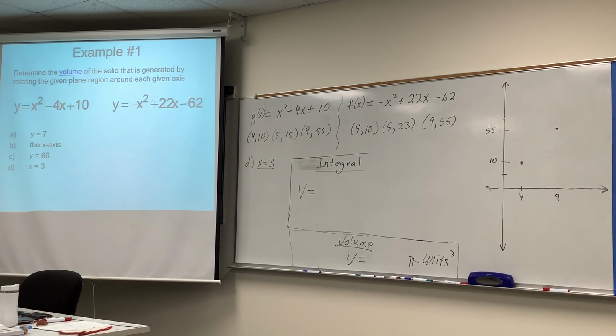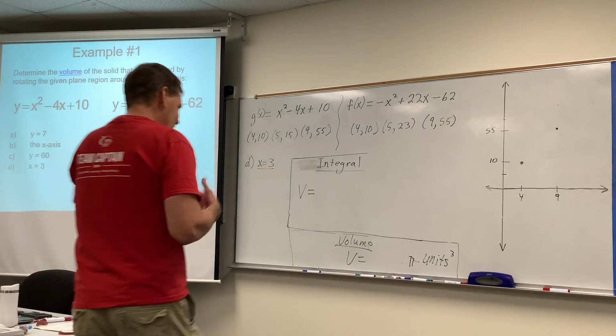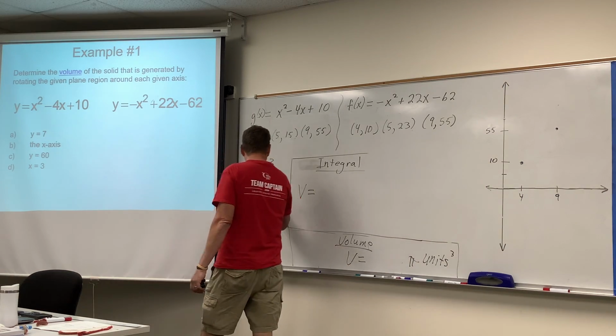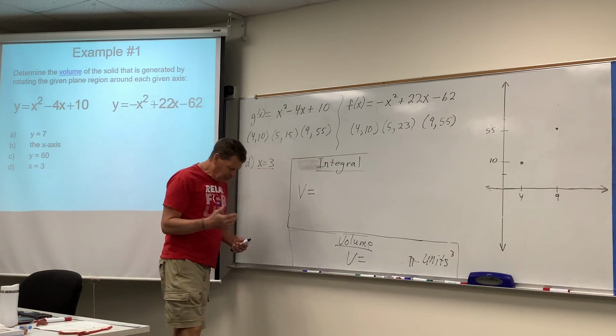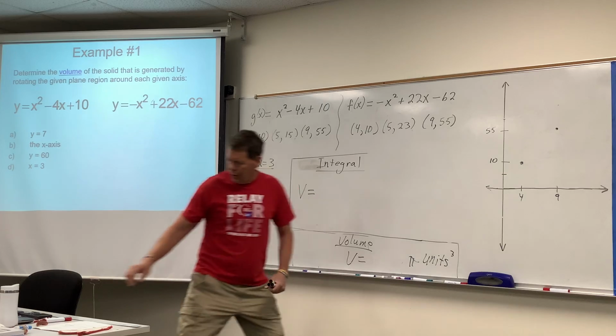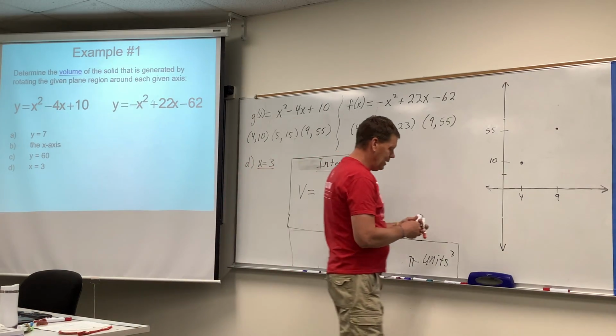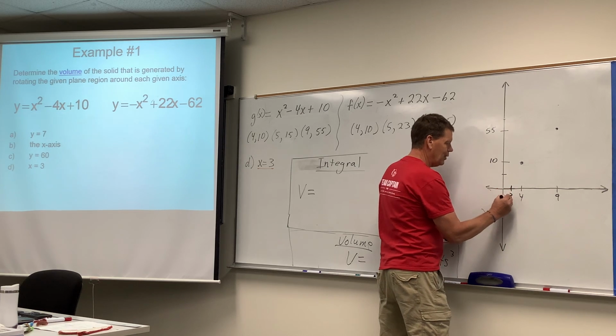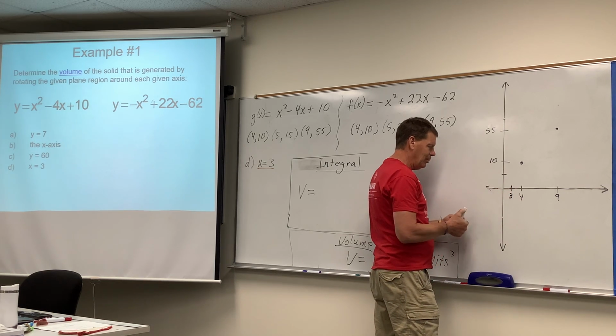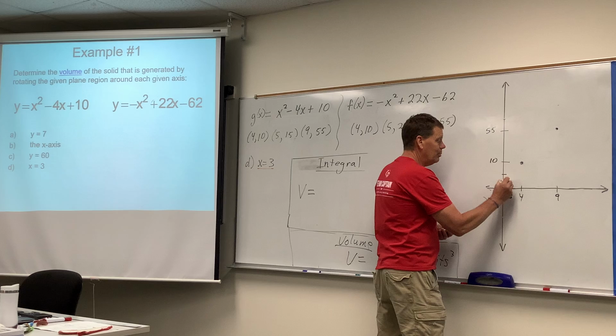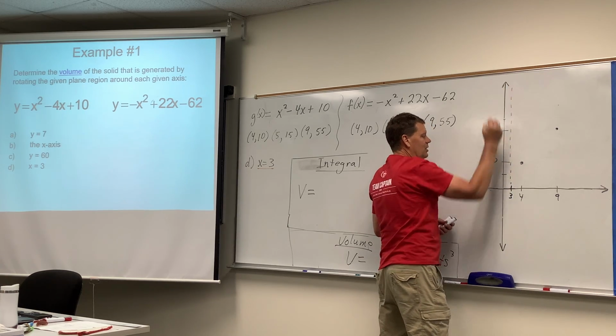Okay, guys, so here we go. Example 1, part D. Our new axis of revolution is x equals 3. Now, what's different there? You'd find 3 on the x-axis, and I hope you all remember that x equals 3 would be a vertical line, wouldn't it? So here's the idea.